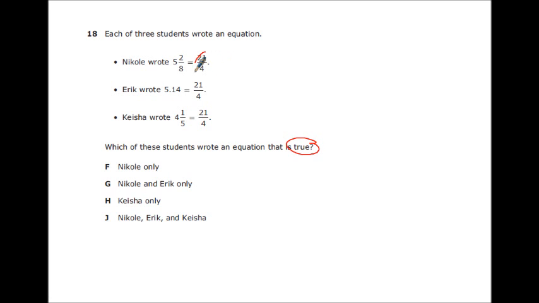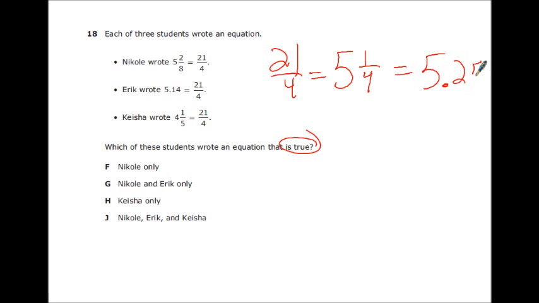If you notice, they've taken 21 over 4 and they've converted it either into a mixed number or into a decimal. So we want to see which one of these is correct. Okay, so we're going to take 21 over 4 and make it into a mixed number. 4 goes into 21 5 times with 1 left over. And that is also written as an equivalent decimal. It's 5.25.